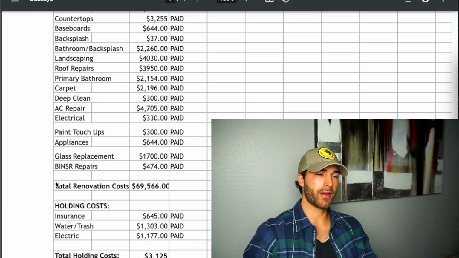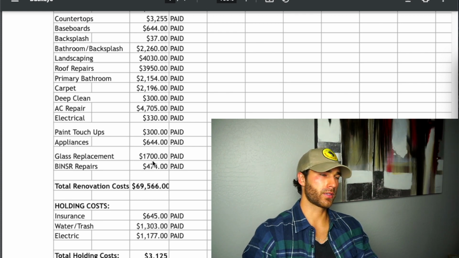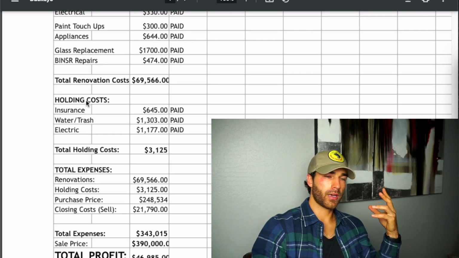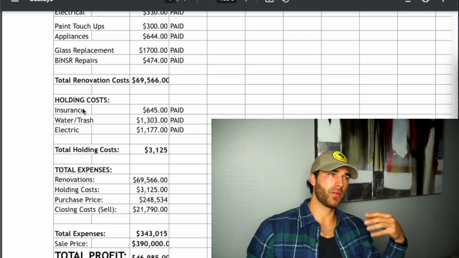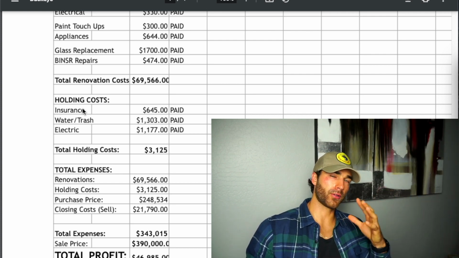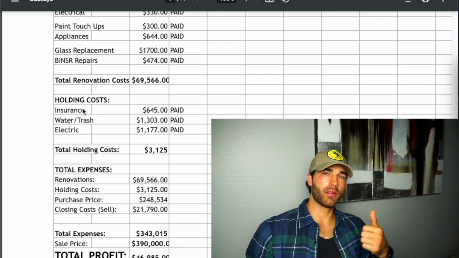Binzer is buyer inspection report. So basically what I refer to by Binzer is any inspection repairs, which is just like handyman labor. Some small stuff was $474. So now if you come down here to holding costs, one unique thing about how Ricky and I work is, since the money that we use to buy these properties is all internally funded within our business, we don't have interest or hard money loans that we have to pay.